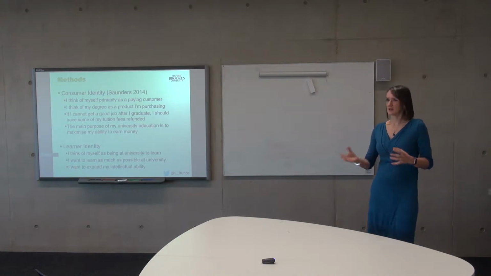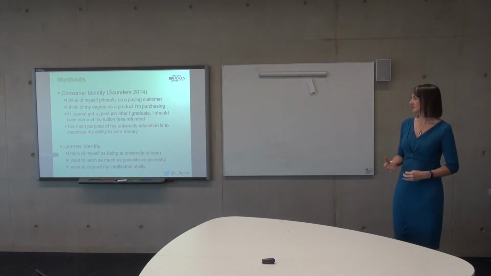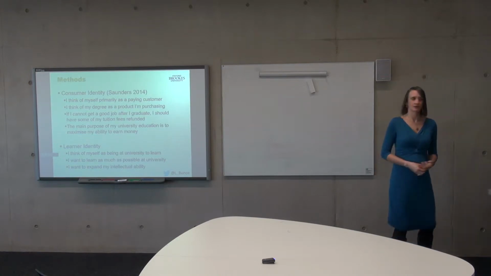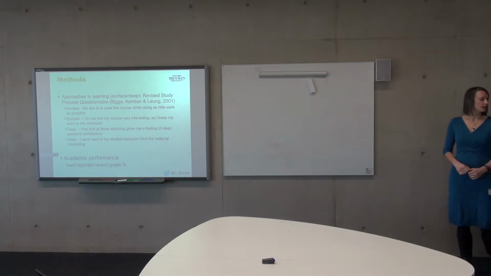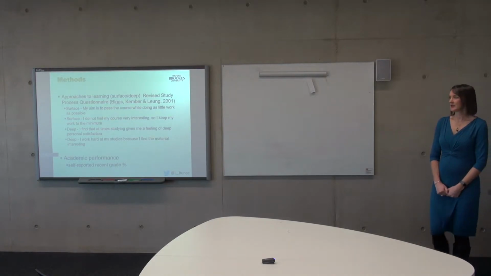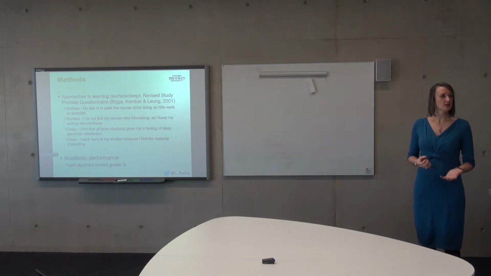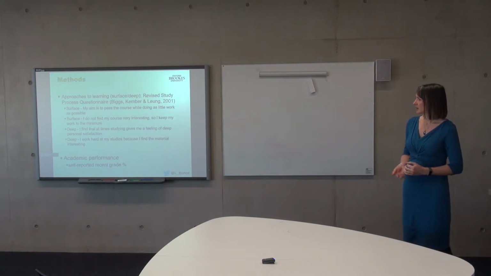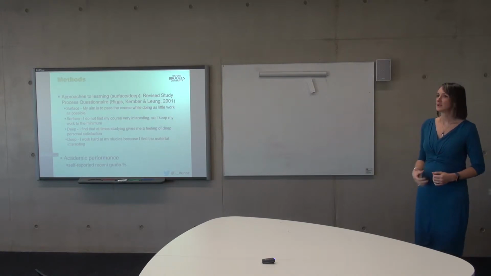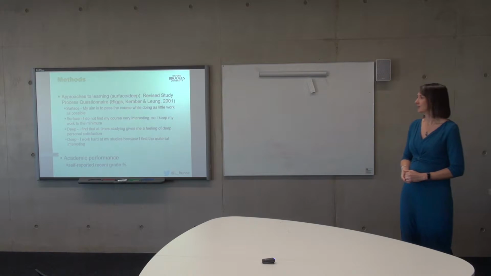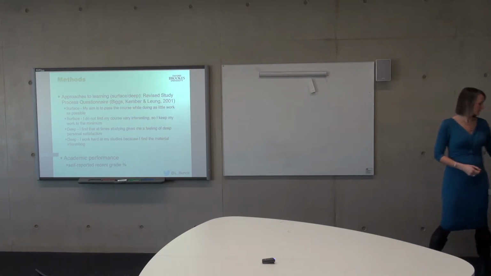Then we also developed a learner identity measure to look at the opposite identity, to see how much they're identifying as a learner, how much they want to engage in deep learning, etc. We also used the approaches to learning questionnaire in the second study in order to look at whether students were taking a surface or a deep approach to learning. Those are some example items there, and again, they rate their level of agreement with those items. And then we looked at their academic performance as well.